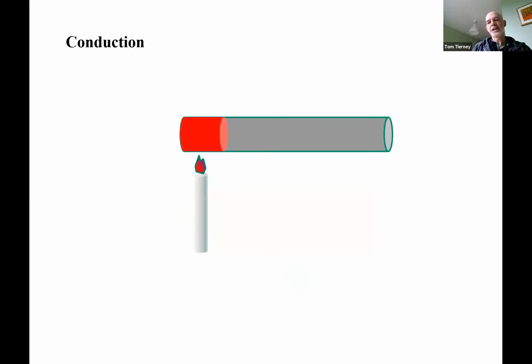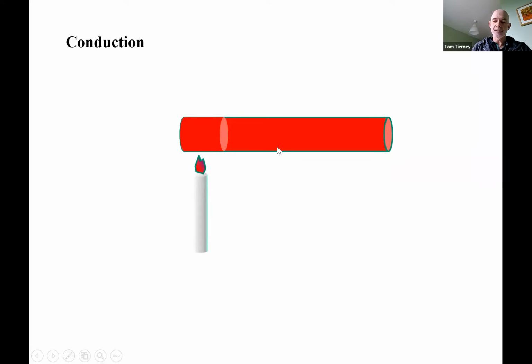Conduction: no particles actually move, but the metal particles vibrate in a metal bar, for example. If you stick it in a Bunsen flame, that vibration moves along the bar until the whole metal bar is as hot, all the particles vibrating at the same temperature. If they vibrate enough, it'll start to melt.